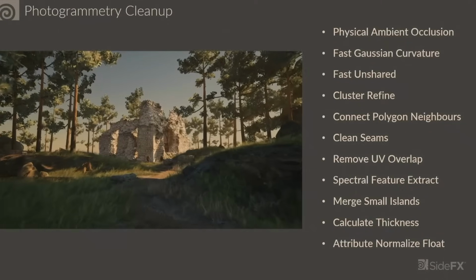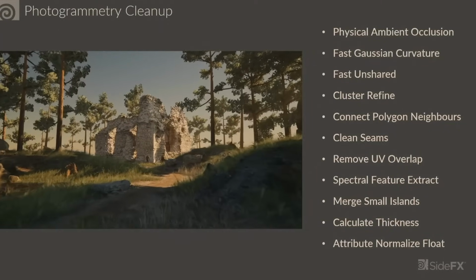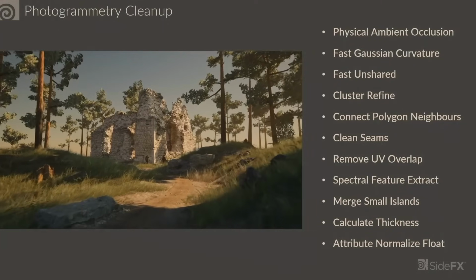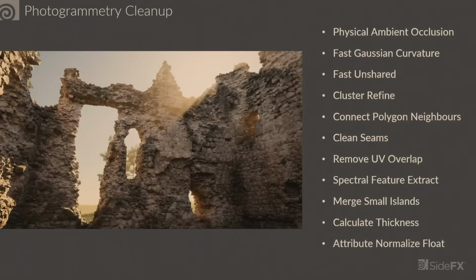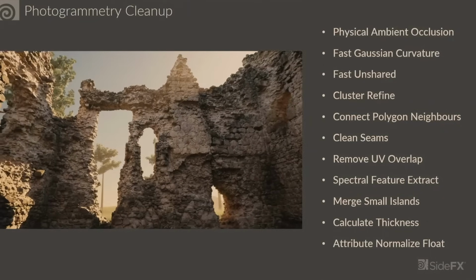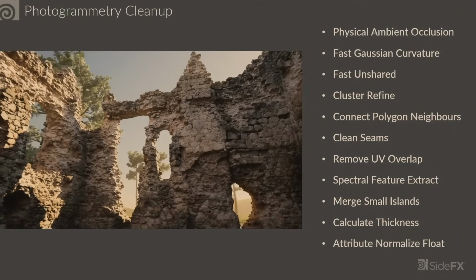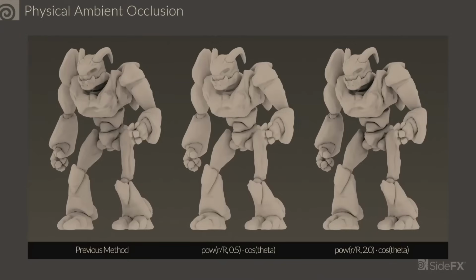And how can we retain details in specific areas while blurring artifacts or unwanted details in other areas? That was the idea behind a lot of these tools that were created. And one of the tools that we created this past year was physical ambient occlusion.